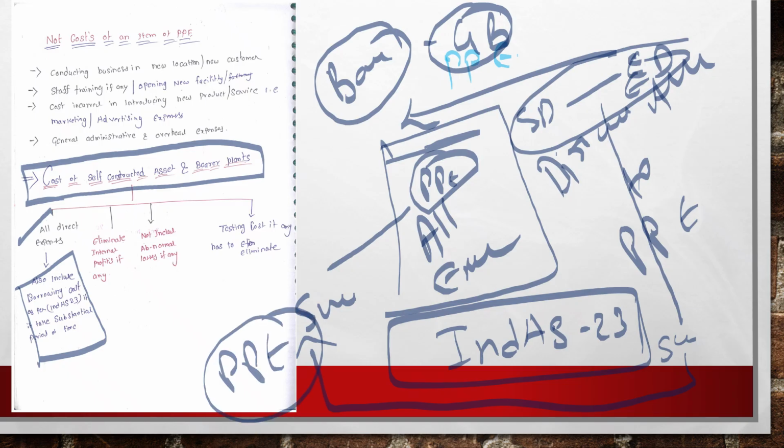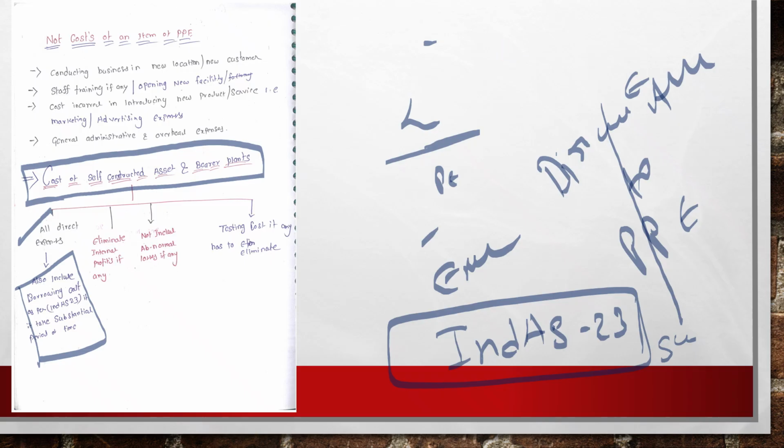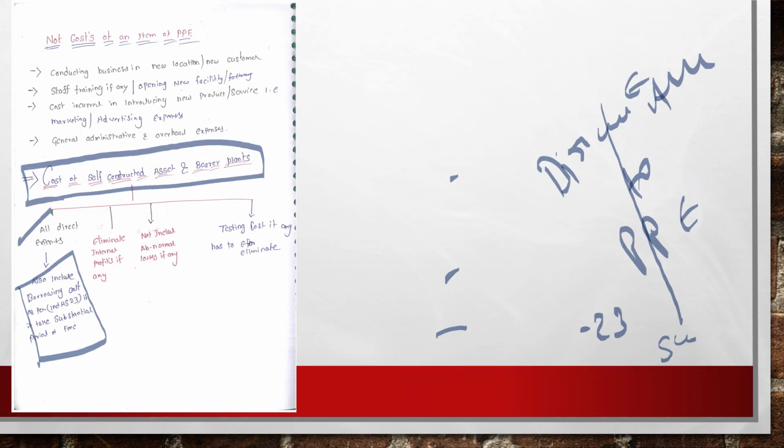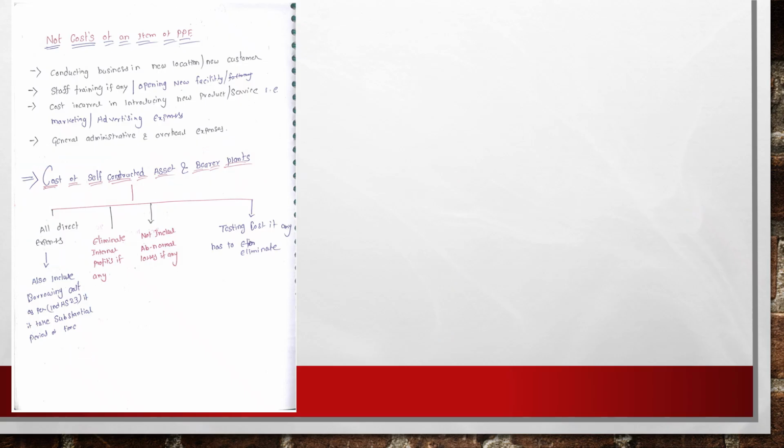I hope you understand this. So interest cost should also be added to the PPE if that asset has taken a substantial period of time to construct, a self-constructed asset. I hope you understand till now.